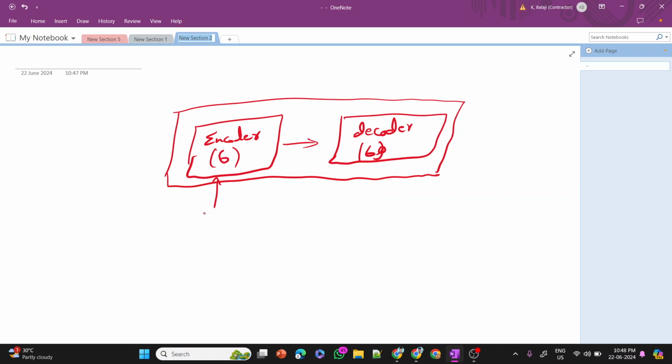We give input to the encoder and we get the output from the decoder side. Inside the transformer, there are six encoders and six decoders. What is meant by encoder and decoder, and how does it work? Let's see.